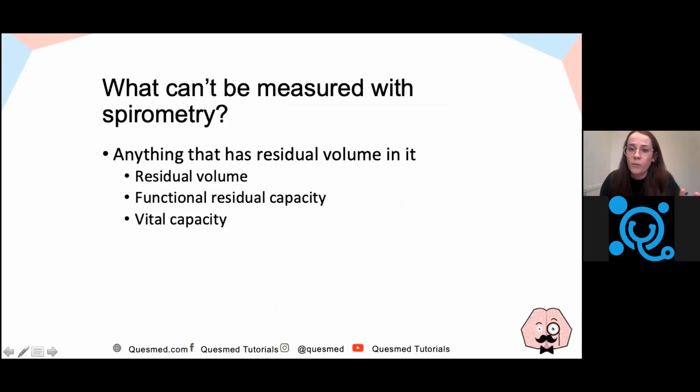So what can't be measured with spirometry? Anything that has residual volume in it, we can't measure with spirometry, because with spirometry, all we're doing is measuring what's being breathed out or what's being breathed in. So residual volume can't be measured because you can never breathe that volume out, and therefore anything that you need to add in with residual volume also can't be measured. So functional residual capacity, vital capacity, they can't be measured.